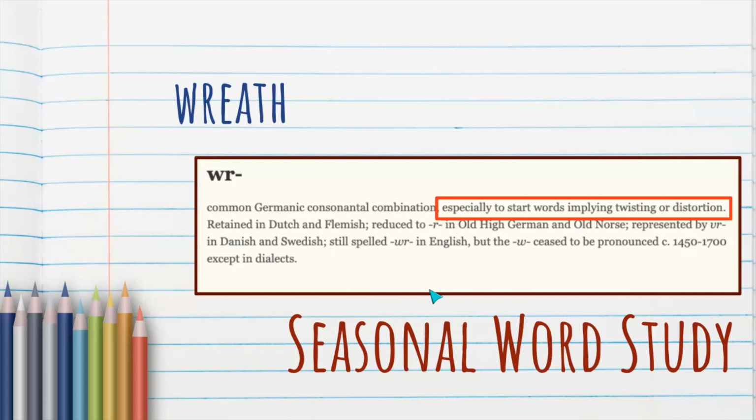I also thought this was really interesting, that it was represented by VR in Danish and Swedish, still spelled WR in English, but the W ceased to be pronounced between 1450 and the 1700s. So at one point, the W was pronounced, and I can't even make my mouth do that. So, you know, that could be a fun party game at some point, except for in dialects. There might still be dialects where the W is pronounced in front of the R.